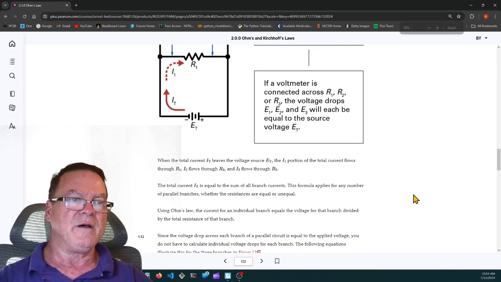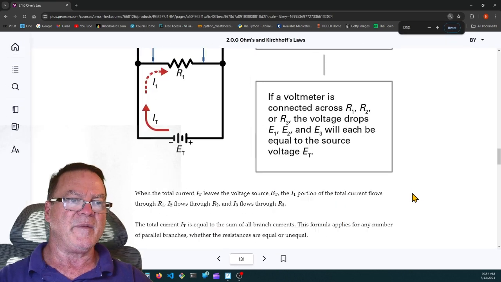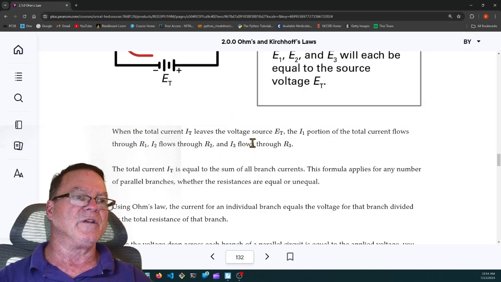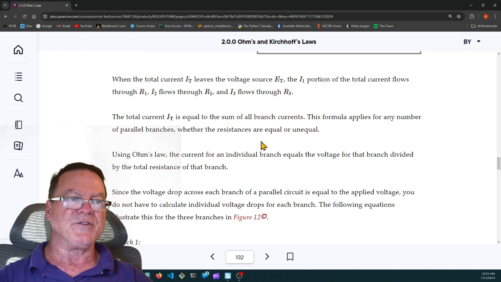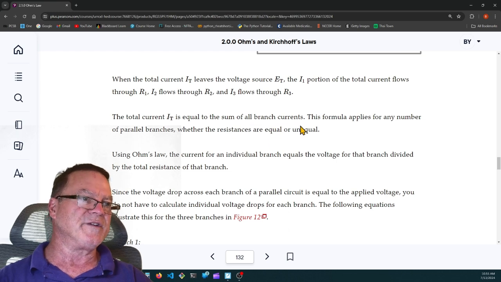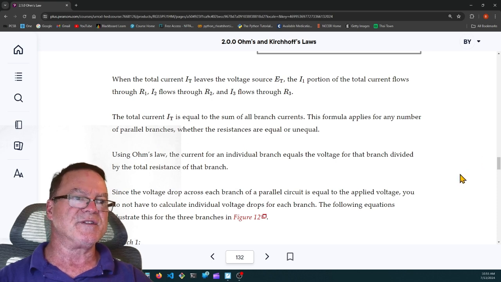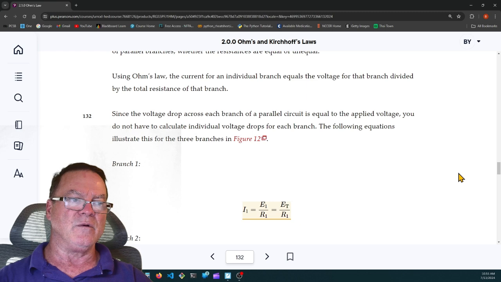Make it bigger so we can read it. So, when the total current leaves the voltage source ET, I1 portion of the total current flows through R1, I2 flows through R2, and I3 flows through R3. The total current is equal to the sum of all the branches. This formula applies for any number of parallel branches, whether the resistances are equal or unequal.